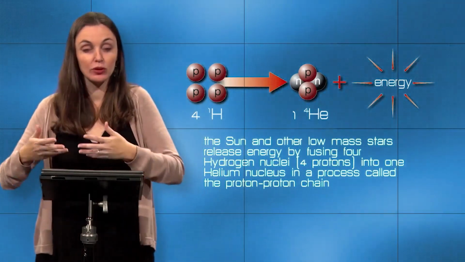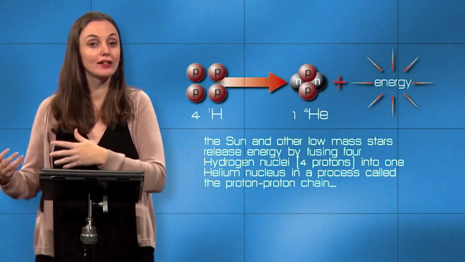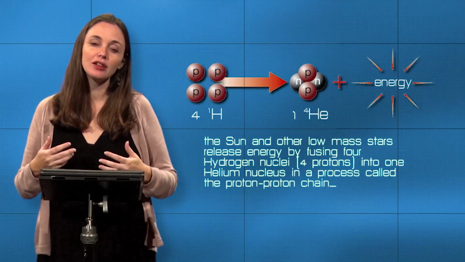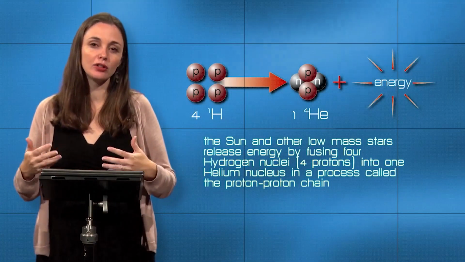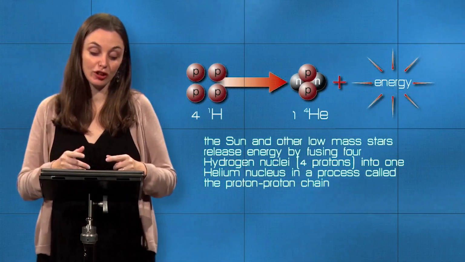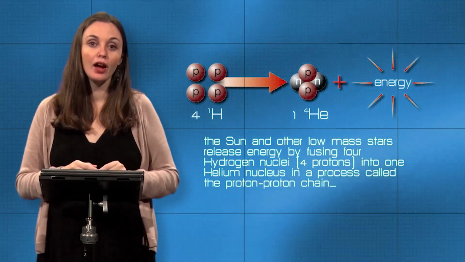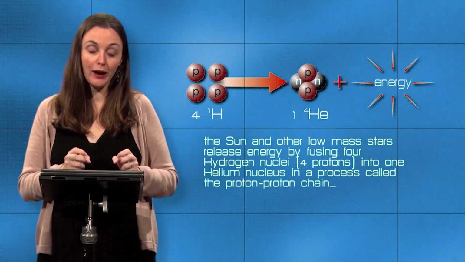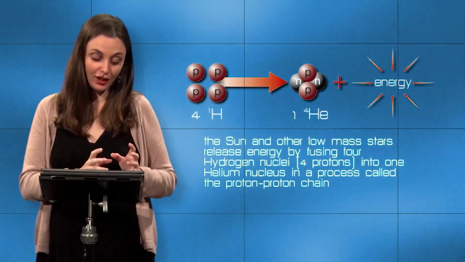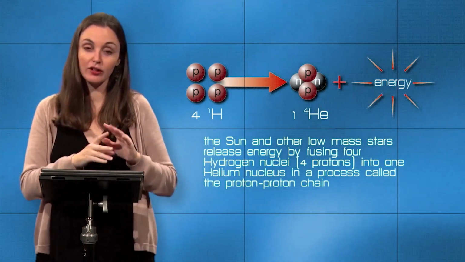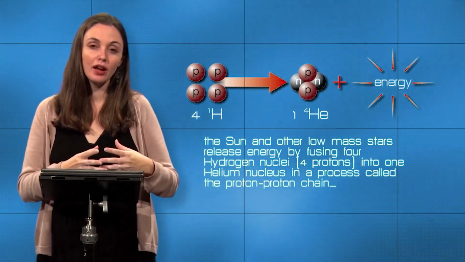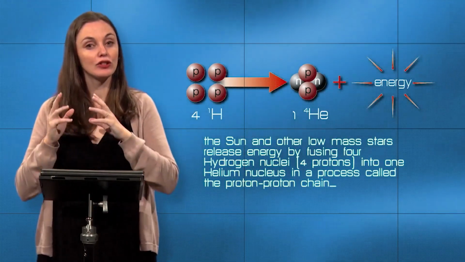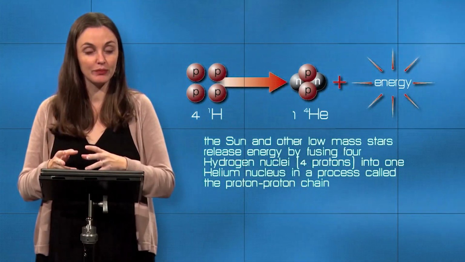Further subsequent fusion reactions utilizing that helium can build up even heavier elements. But that's not something that a star like our sun is going to want to do, at least not until it runs out of hydrogen. So every second in our sun, 600 million tons of hydrogen, consisting of all of these little protons, come together through a series of reactions and are converted into 596 million tons of helium.